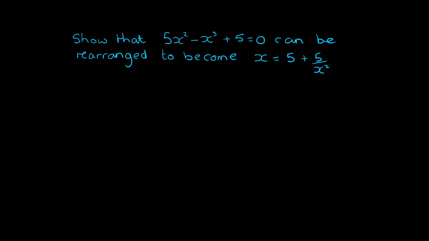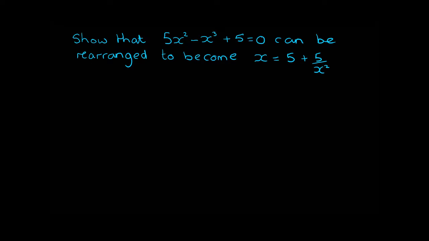So the iteration formula that we used in the previous example comes from rearranging the equation that we're given to start with, and so that might be part of one of these questions. So let's just go through it. So here they've given us an equation, 5x squared minus x cubed plus 5 equals 0. And we've got to show that we can rearrange it to get x equals 5 plus 5 over x squared. So that gives us a clue that we're going to need to divide so that we end up with that x squared on the bottom. So let's divide everything through by x squared.